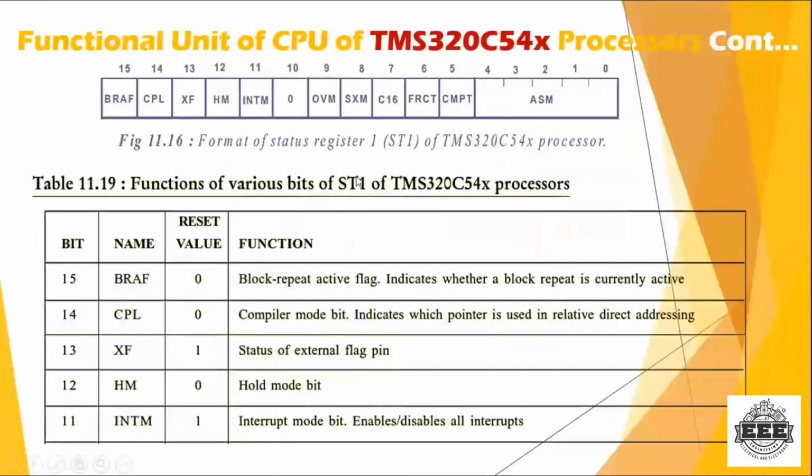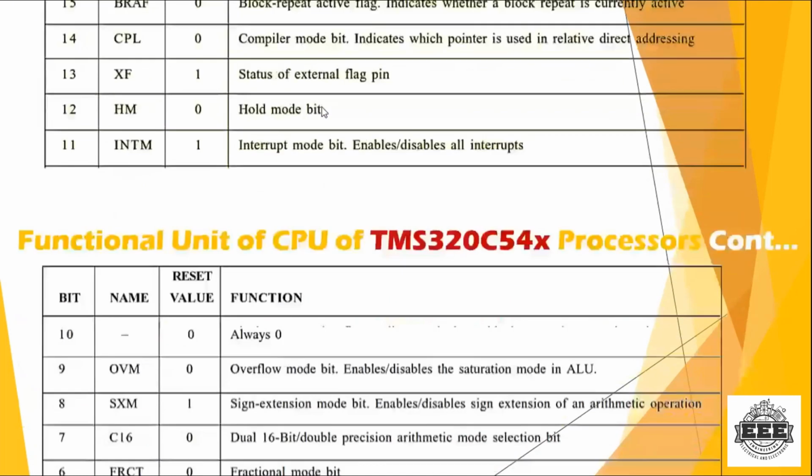Similarly, what we are going to see here is status register 1. For status register 1 also, which is shown here from 0 to 15, there are bits presented here. The 15th bit is called BRAF, that is the block repeat active flag. Similarly, CPL is called the compiler mode bit. XF is called the external flag pin, and HM is called the hold mode, and INTM the interrupt mode bit, and OVM, already we know OVM, what is an OVM?